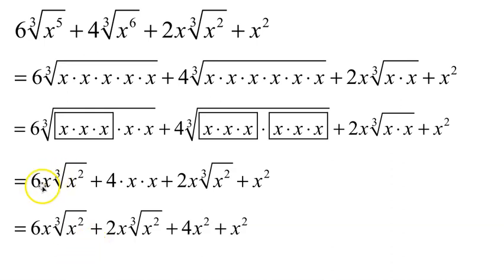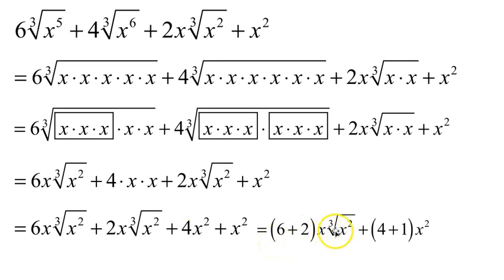Putting them together, so I have 6x cube root of x squared plus 2x cube root of x squared. Then I have 4x squared plus 1x squared. So you'll notice here I could factor the x times the cube root of x squared out of both of those and get 6 plus 2. Here I could factor out x squared to get 4 plus 1. Right? 4x squared plus 1x squared would be 5x squared.